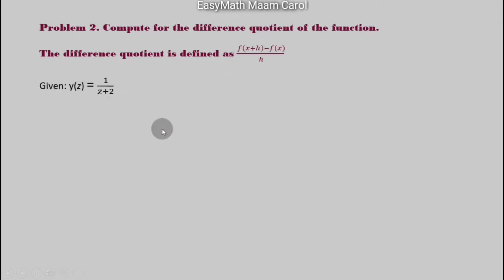Lalagyan natin siya ng plus h muna. So, ano nangyari? Yung z natin, naging z plus h, and then ito, naging z plus h din. So, it's a bit simple, right? Okay. Next step, we are going to put these two together. Okay, ima-minus natin. This minus this is this minus this. Okay? Pagsamahin natin.